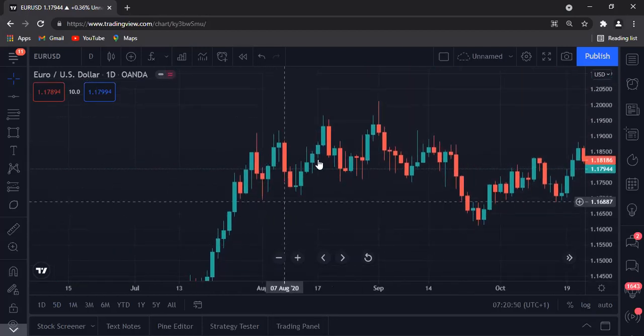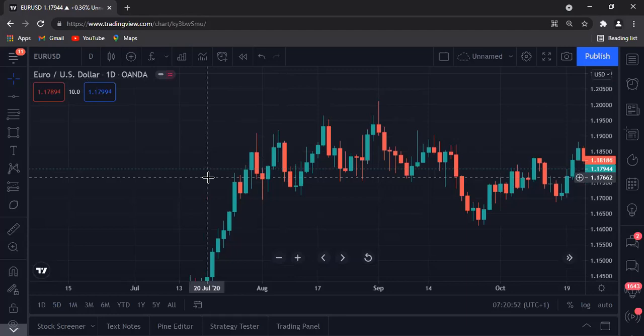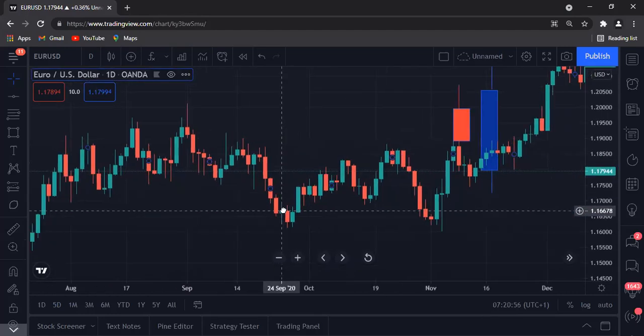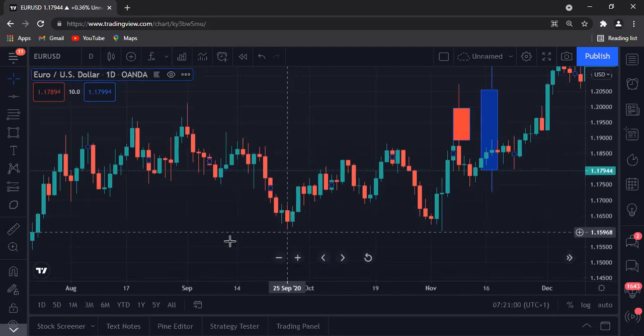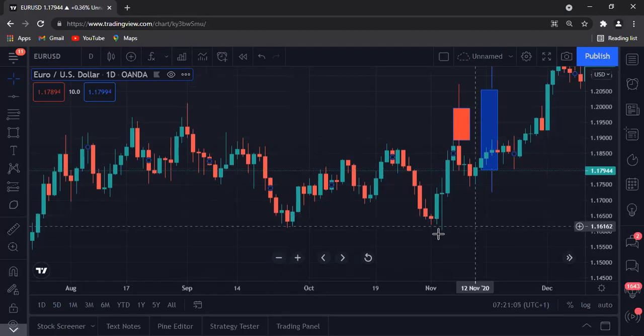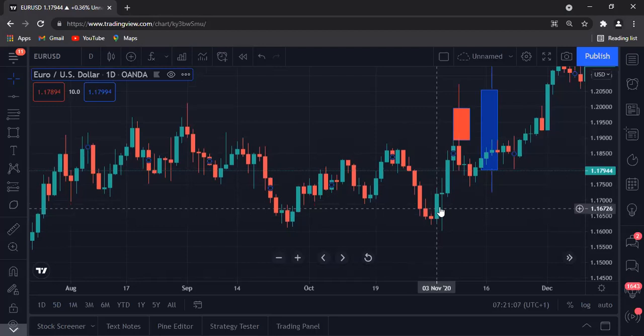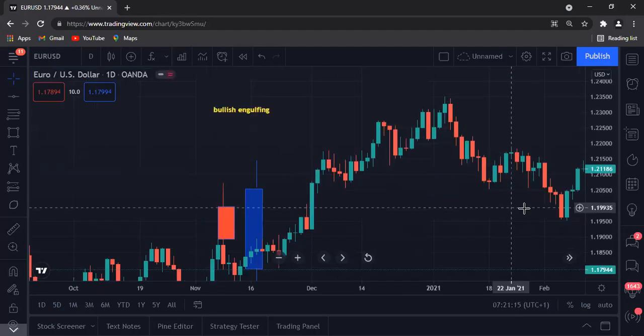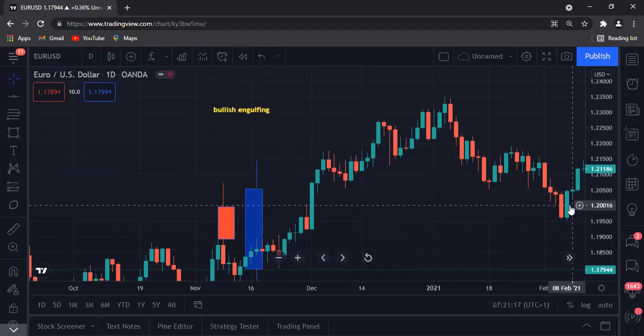Gotcha. So do you understand engulfing candles now? Okay. Like this is not an engulfing candle. This very green candle here is not an engulfing candle. But this green candle here is an engulfing candle. This guy is an engulfing candle. This guy is an engulfing candle.